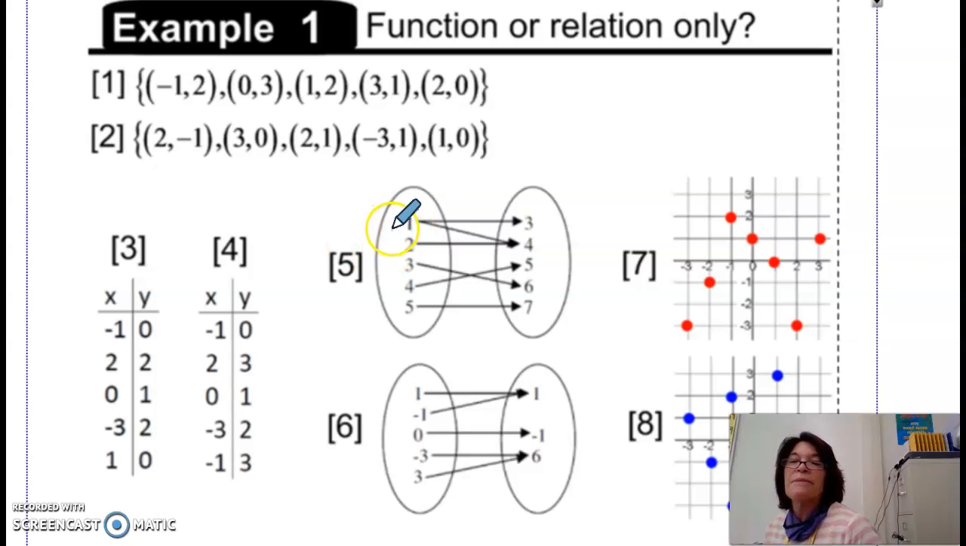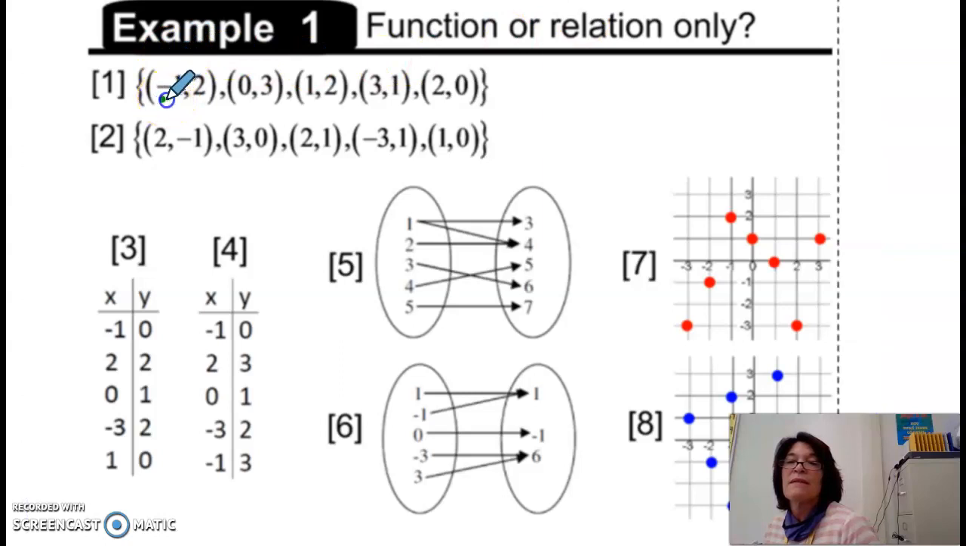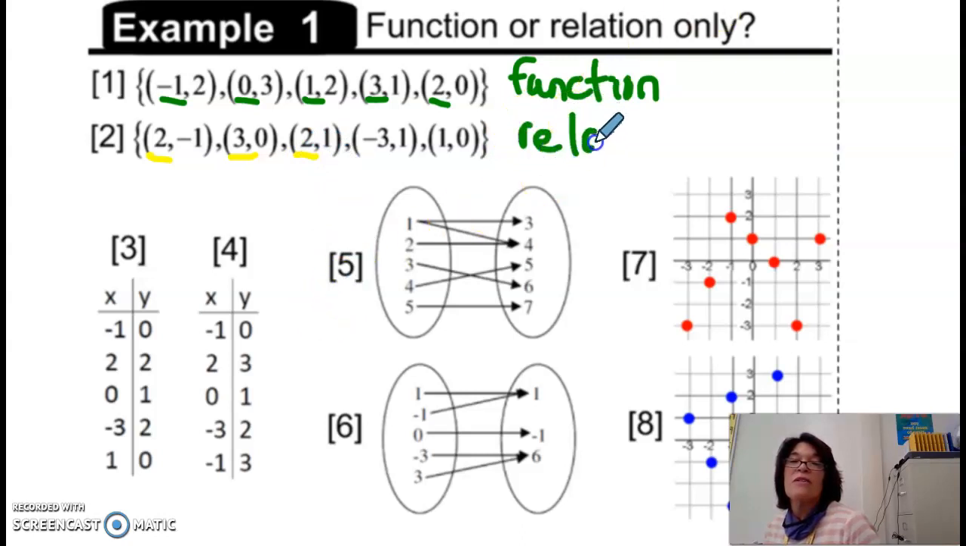Let's see. I'm going to just look at the x coordinates. -1, 0, 1, 3, 2. Aren't they all different? I don't have the same x value. So this is a function. Here we have 2, 3, 2. As soon as I see the same x coordinate twice, I know this is an issue. This is only a relation.